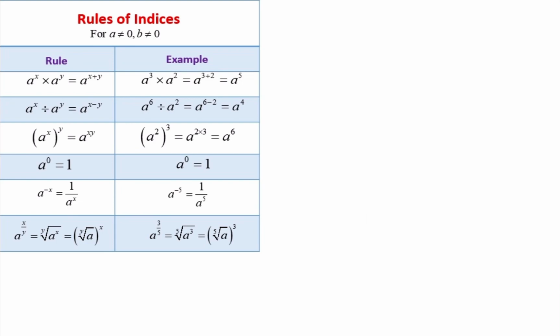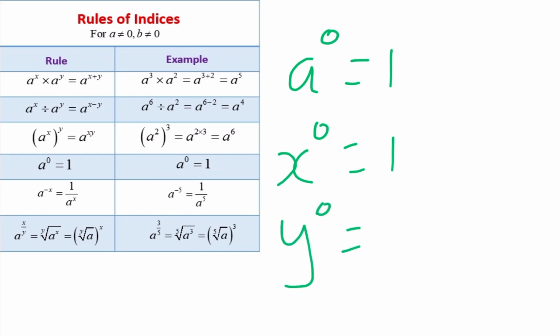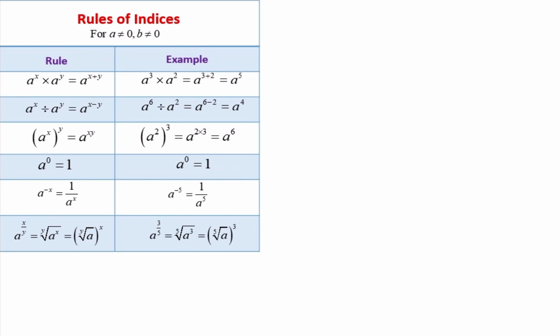Okay, the next law that you need to understand is anything to the power of 0 is equal to 1. So for example, a to the power of 0 is 1. X to the power of 0 is 1. Y to the power of 0 is 1. They can put it with a number. So sometimes they'll put 154 to the power of 0.